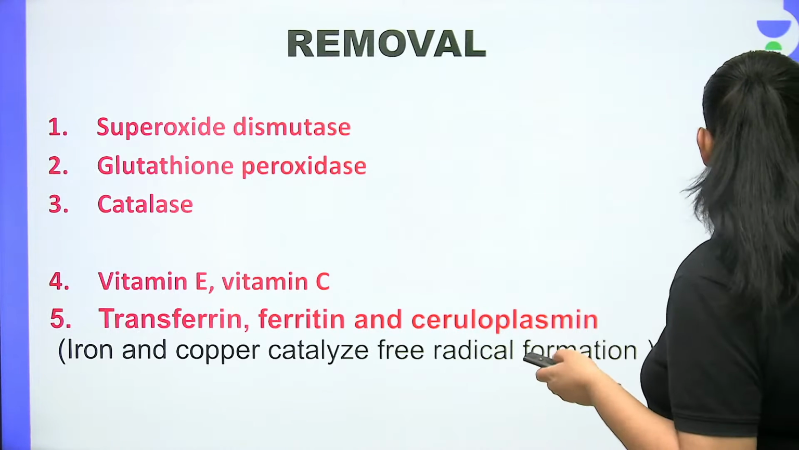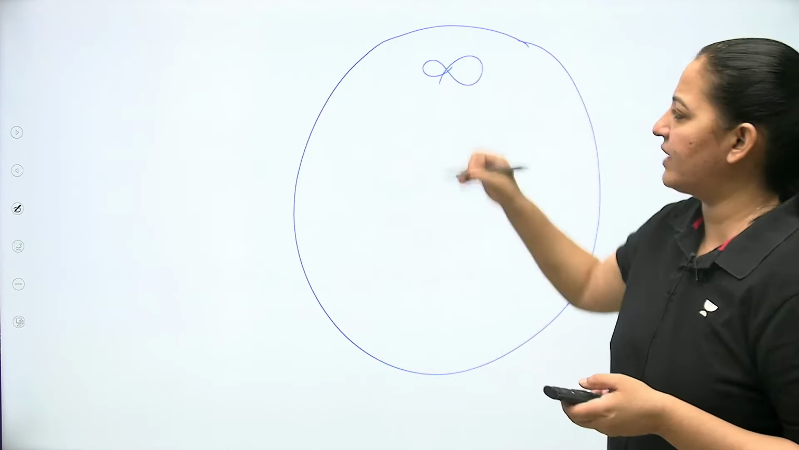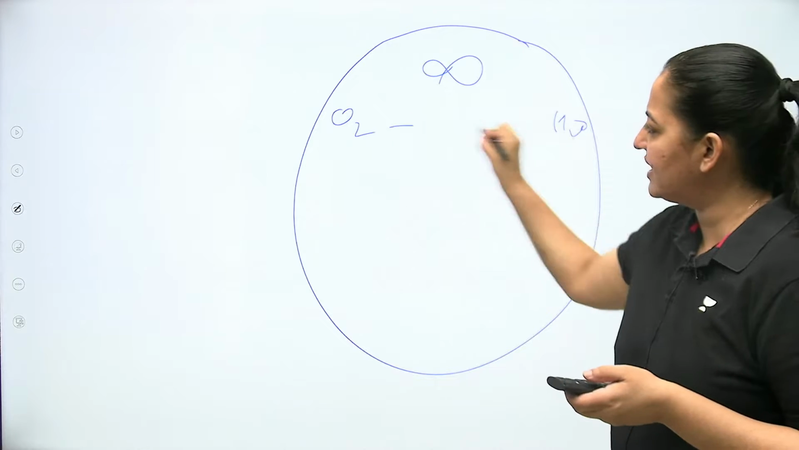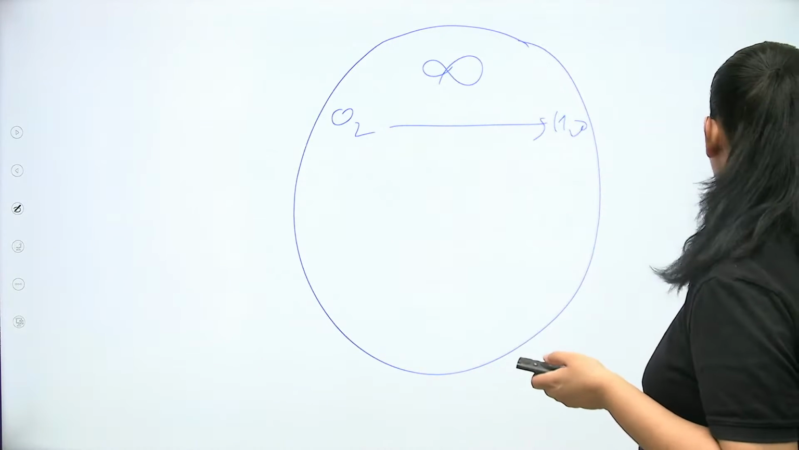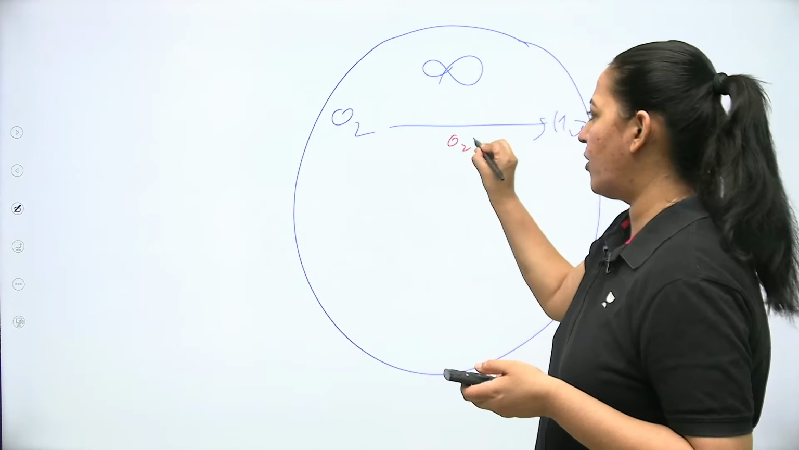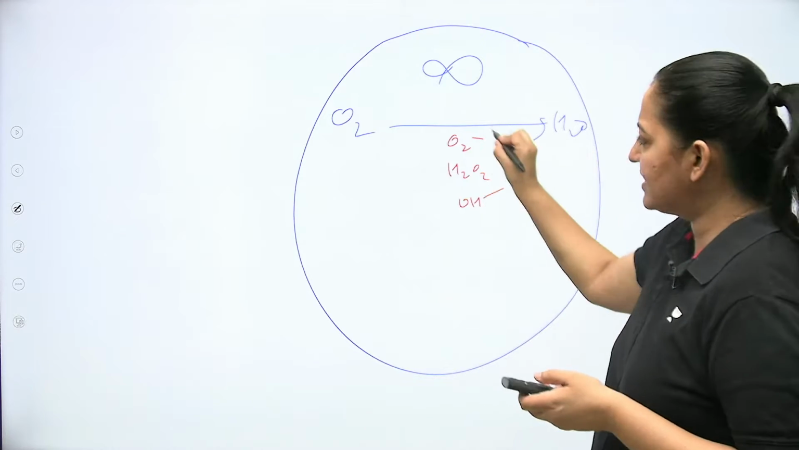Now I taught you, in any cell, inside the mitochondria, oxidative phosphorylation takes place. So during the oxygen to water conversion, these are the three intermediates. These are always formed in between. Whenever oxygen gets converted to water, these three are formed. First superoxide is formed, then H2O2, and then OH negative. So these are the byproducts.